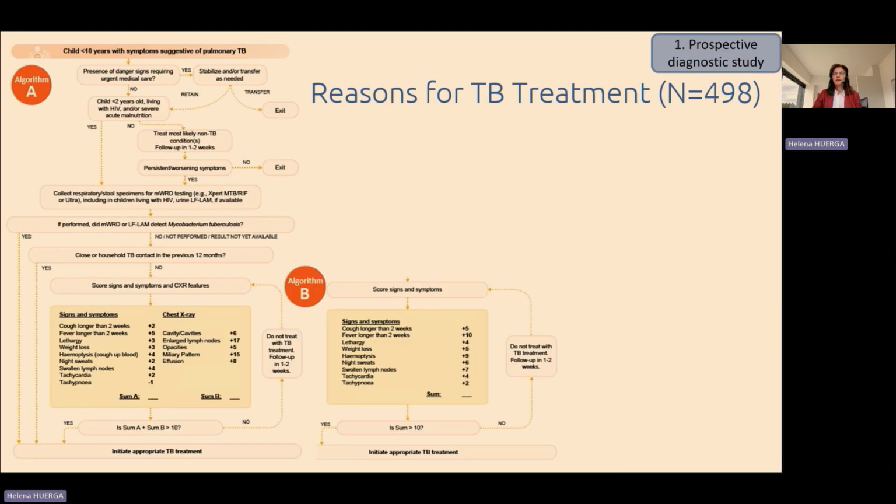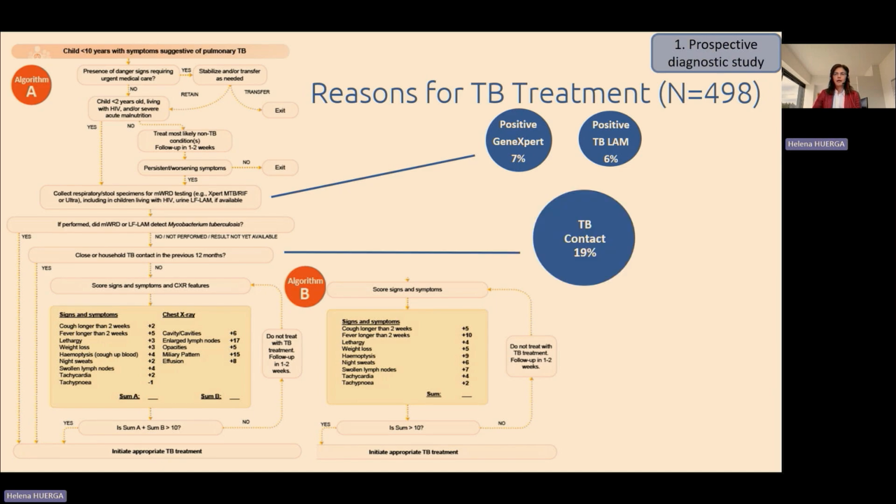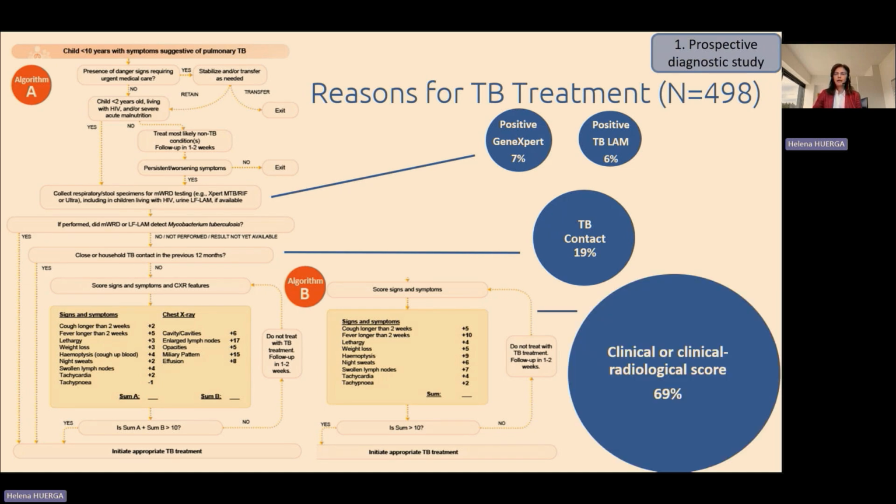Now let's look at the main reason to start TB treatment among those that were diagnosed with tuberculosis, so 498 children. If we follow the algorithm steps, starting with GeneXpert and LAM, we can see that among these children, 7% were Xpert positive and 6% were LAM positive. For 19% of the children, the main reason to start TB treatment was contact with a person with TB. And for 70% of the children, the main reason was the clinical or the clinical and radiological score.